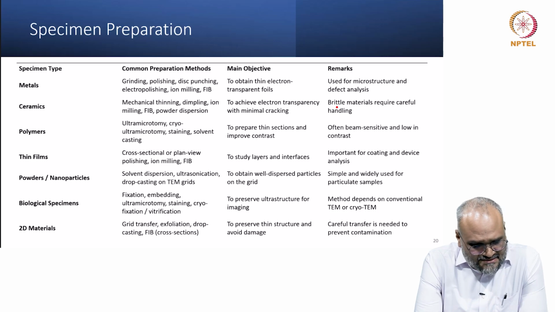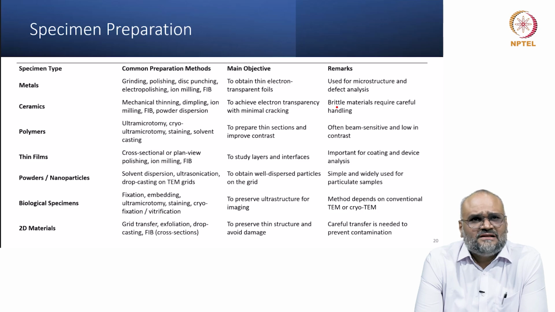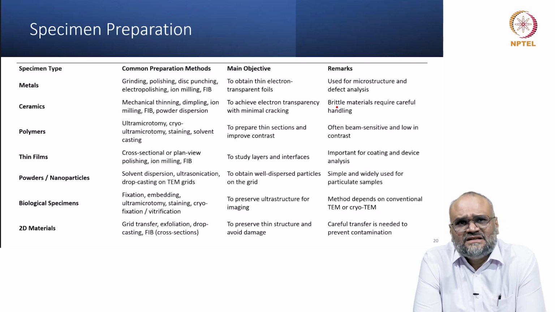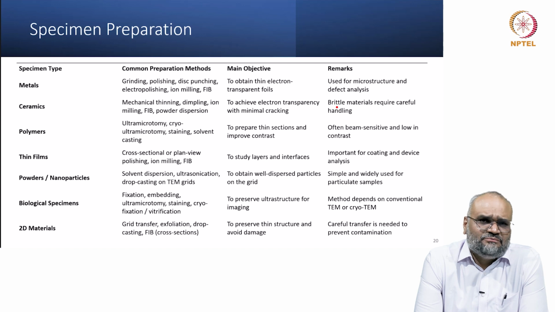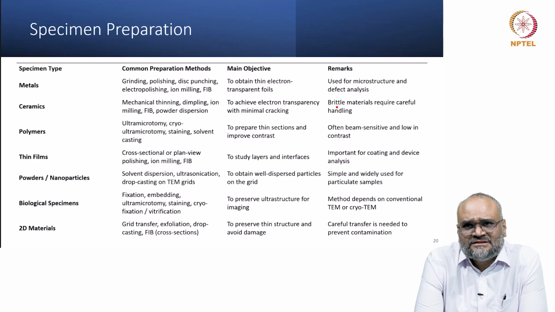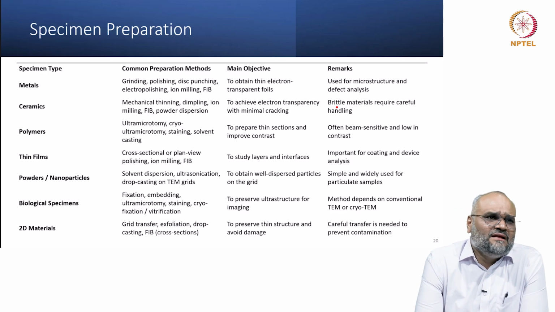In ceramics, you can think of mechanical thinning, that is crushing, grinding by a mortar pestle or by a ball mill. And then if I am using bulk ceramic, you have also dimpling, ion milling, FIB, and also dispersing the powder on a simple 3 millimeter grid. So this is also done to achieve electron transparent thin specimens with minimal defects or damage. And most importantly, brittle materials require careful handling.